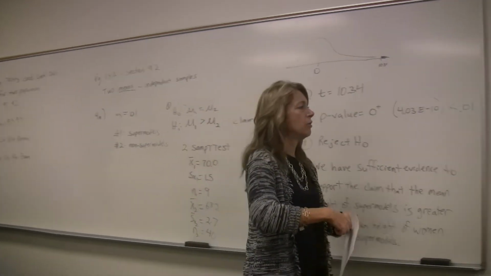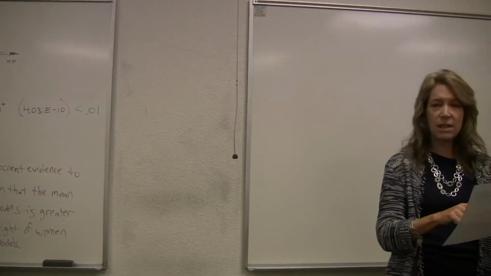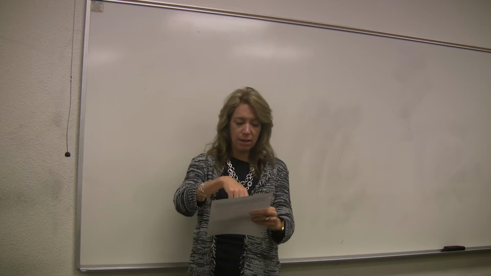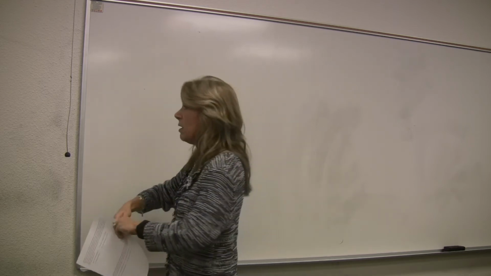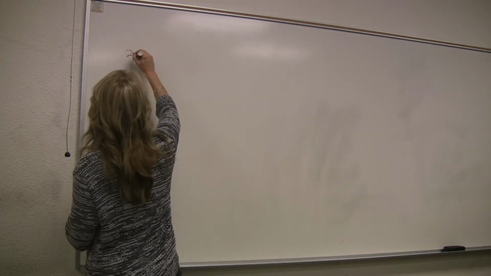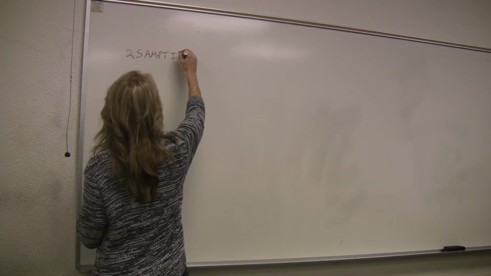So if you look at the bottom of example 4, using the data from 4A, construct the corresponding confidence interval estimate for the difference between the mean heights of supermodels and the mean heights of women who are not supermodels, and then we want to interpret it. So we're going to do a 2-SampTInt.